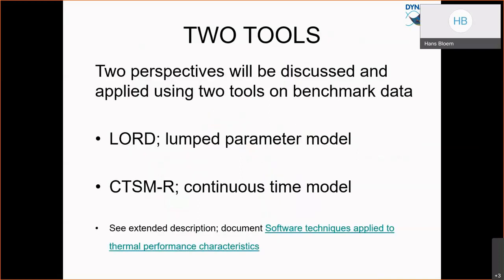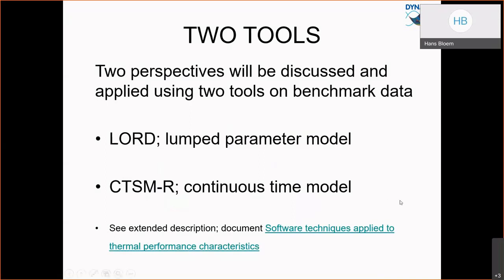We have, at the present, two tools available. We are using LORD, and as said before, it's a lumped parameter model. We are using thermal resistance networks for the application of the identification process, and we have CTSMR available.